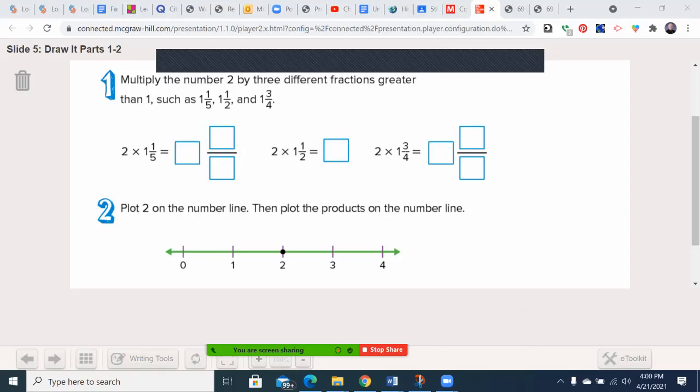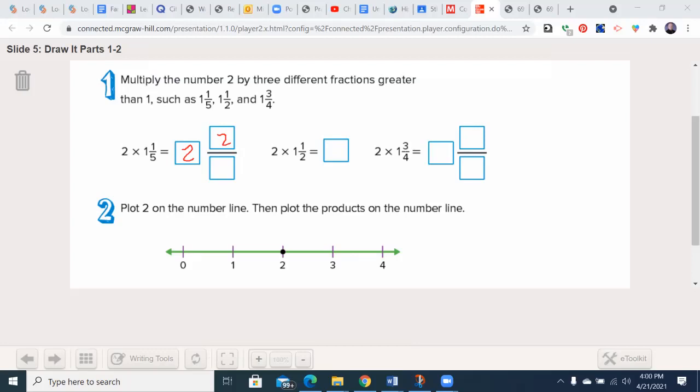2 times 1 1/5. 5 times 1 is 5 plus 1 is 6. So 6/5 times 2 is 12/5. 5 goes into 12 twice. There's a remainder of 2. And you keep that bottom number. This time it worked out. I could have just done 2 times 1 and 2 times 1/5, but that won't always be the case.